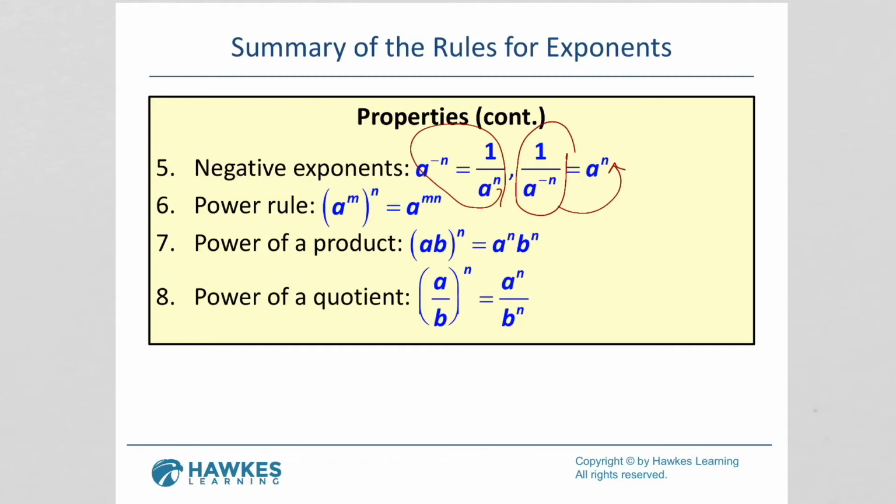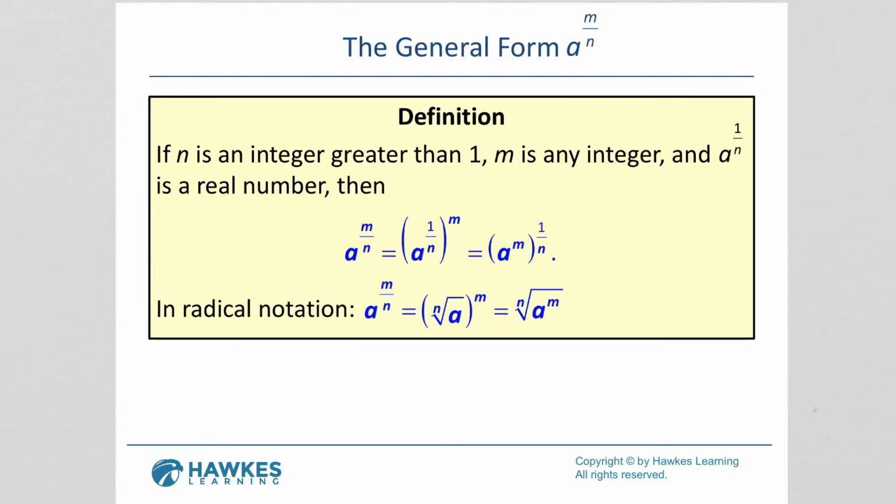In other words, I multiply my exponents. Property 7, the power of a product. If I have the quantity ab to the n power, that is equal to a to the n times b to the n. You just distribute that exponent inside. Property 8, the power of a quotient. If I have the quantity a over b to the nth power, that equals a to the n over b to the n. Once again, you're just bringing that exponent in.